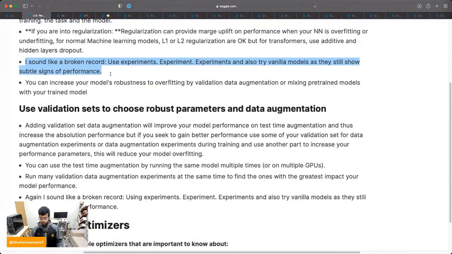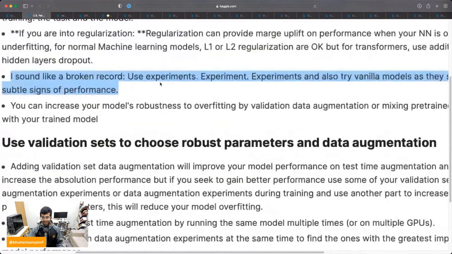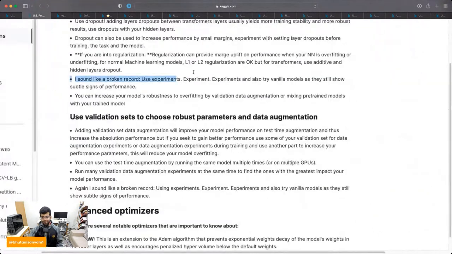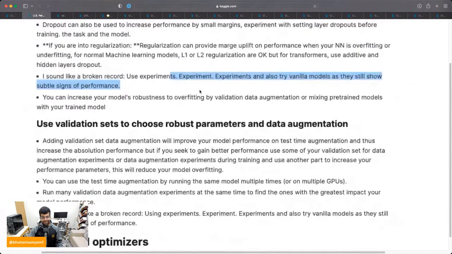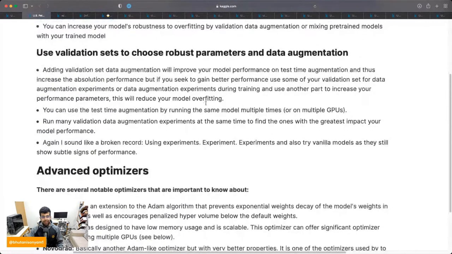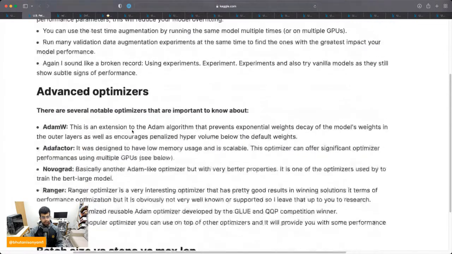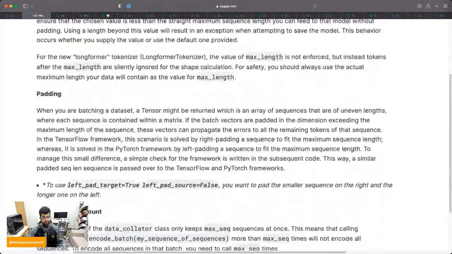No, you don't sound like a broken record, Devastator. I repeat this in all the live streams. So maybe you both have broken records, but the ground truth or the only truth is experiments. And that's why data science is a science. He also talks about using validation sets to choose robust parameters and augmentation. I'm going to skip over all of this.